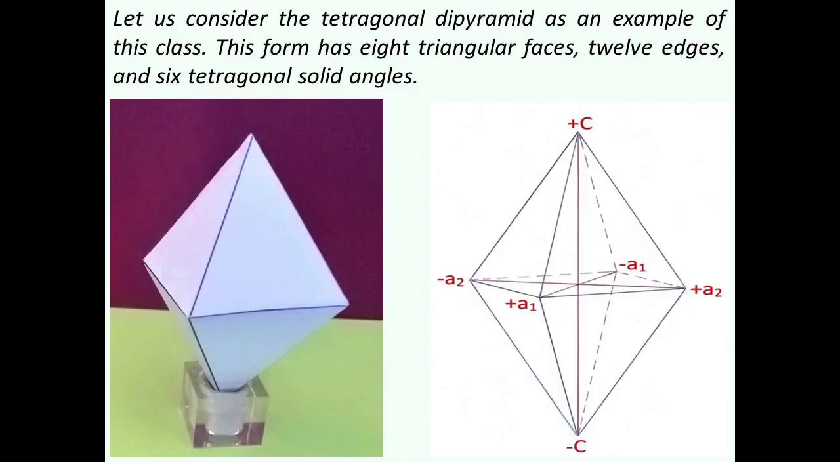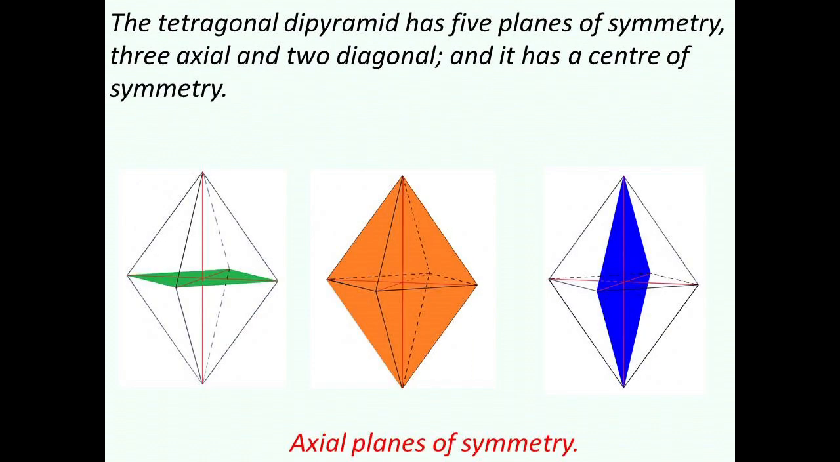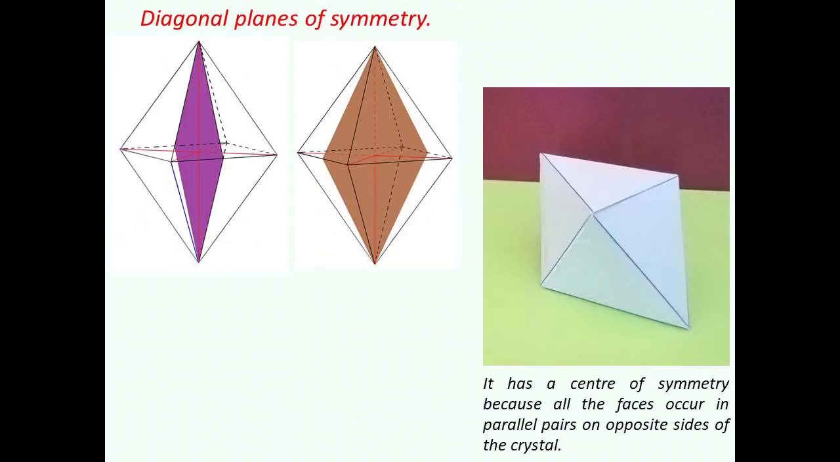Let us consider the tetragonal dipyramid as an example of this class. This form has 8 triangular faces, 12 edges, and 6 tetragonal solid angles. It has 5 axes of symmetry. 1 vertical 4-fold axis coincides with the c-axis, and 4 horizontal 2-fold axes, 2 of which coincide with the horizontal crystallographic axis. The tetragonal dipyramid has 5 planes of symmetry, 3 axial and 2 diagonal, and it has a center of symmetry.